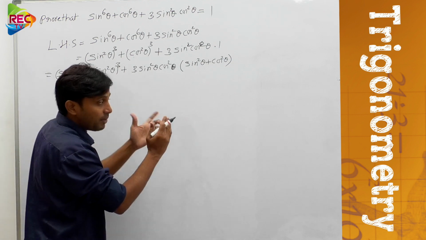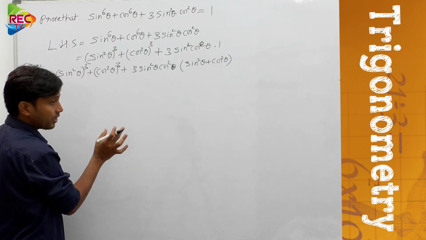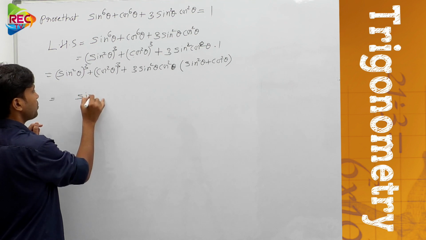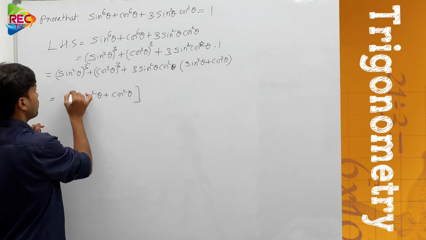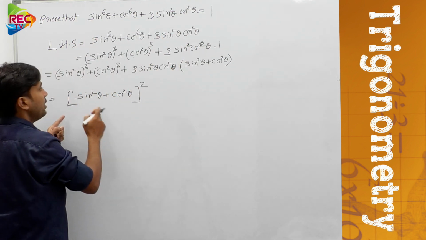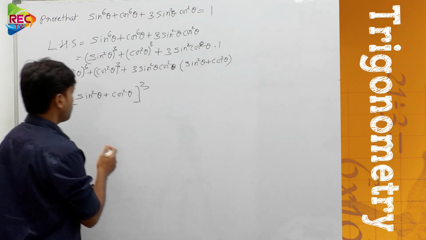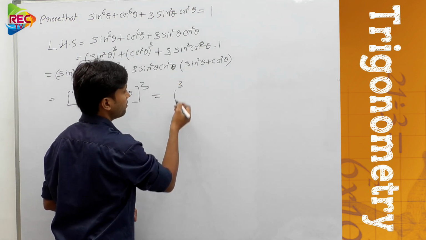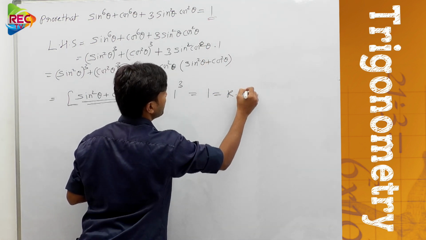Now is it an expansion of (a plus b) whole cube or not? Exactly. So we can write this as (a plus b) whole cube, where a is sin square theta and b is cos square theta. So the given LHS expression is an expansion of (sin square theta plus cos square theta) whole cube. What is the value of sin square theta plus cos square theta? Again 1 only. So this is 1 cube, which is 1 itself. So we obtained the RHS, and therefore we proved it.